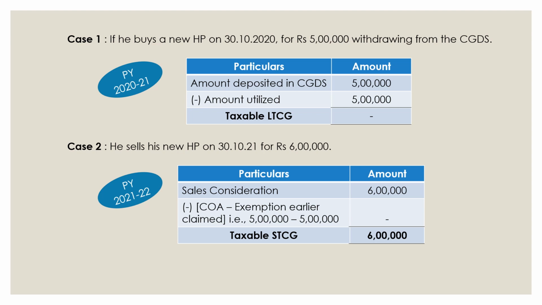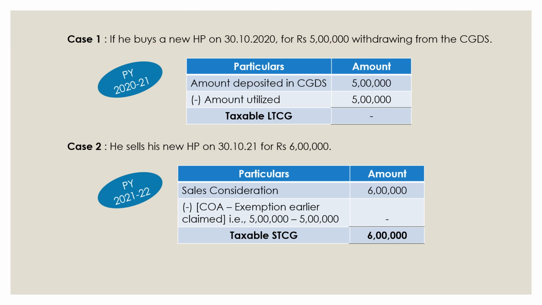And so his capital gain should be calculated like this. The amount deposited is 5 lakhs and the amount utilized is also 5 lakhs. So there is no capital gains which is taxable for him. And this is happening in the previous year 2021 because the date of purchase of new house is on 30/10/2020. So this comes into the previous year 2021.